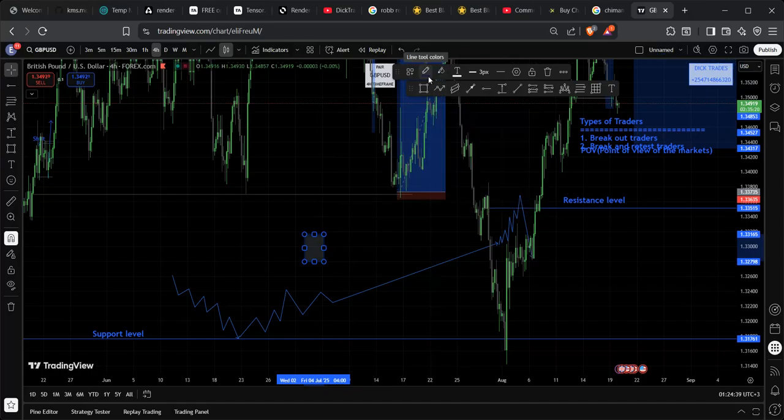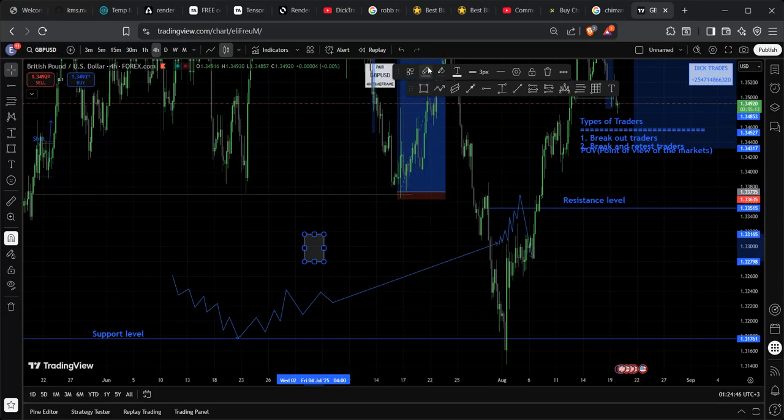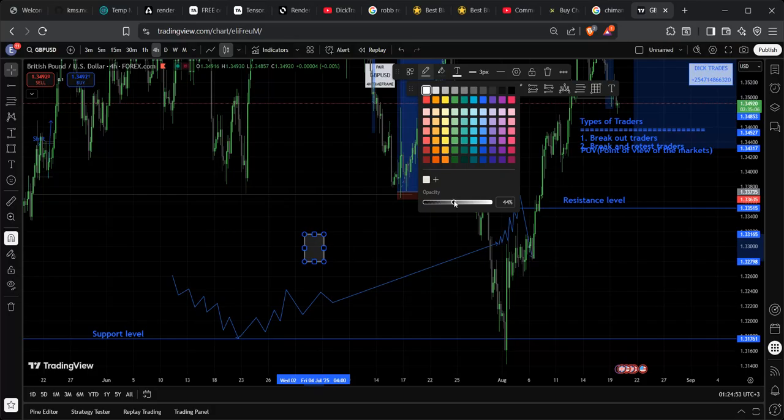Light, draw, light, white. Okay, I think maybe opacity. Let me increase the opacity. I'm taking my time just with this.